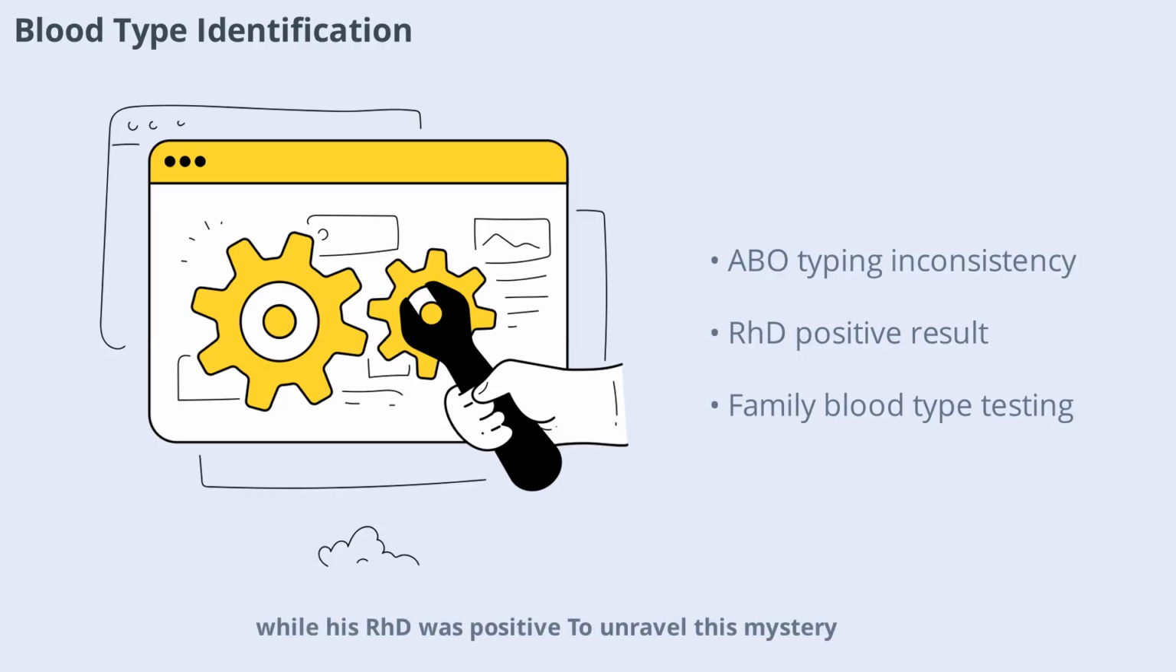To unravel this mystery, the medical team extended their investigation to 7 close relatives, testing their ABO blood types for comparison. Antibody screening for the patient was negative, ruling out some common causes of blood type discrepancies. This systematic approach laid the groundwork for a more detailed exploration of the underlying issue.